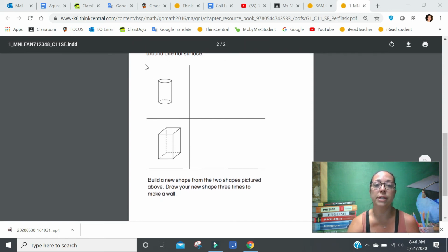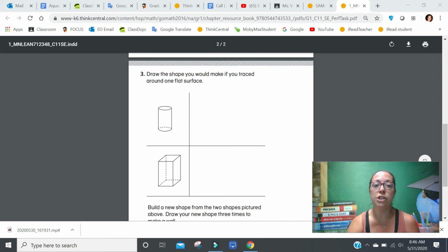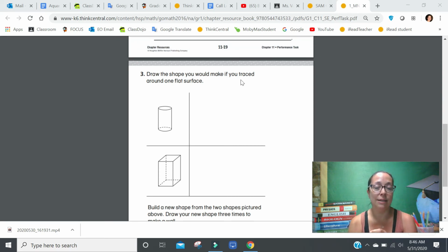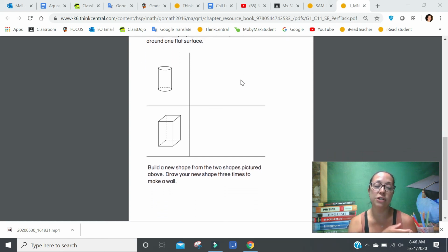It says number 3. Oops. Draw the shape you would make if you traced around one flat surface. Dice, dibuja la forma que podías hacer si le pasas con el lápiz a la parte plana, una parte plana de estas formas. Okay, so if you had the cylinder, and I just showed you one before, if you had a cylinder and you put it flat on a piece of paper, what shape could you trace around it? Si tuvieras el cilindro y lo pones plano, un pedazo de papel, con el lápiz, ¿qué forma puedes hacer en la parte plana que tiene un cilindro?